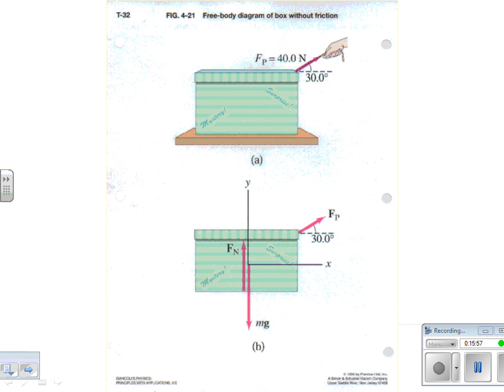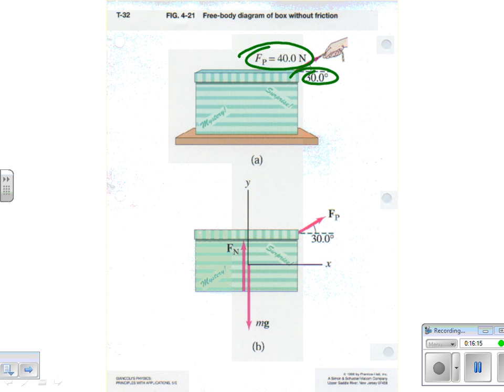Now here's the mystery surprise box again. Let's look at a couple things here. Mystery surprise box is sitting on a table, and I'm pulling on it at an angle. Ooh, vectors. Vectors, vectors, vectors. Take a look at what we can do here. I'm pulling at 40 newtons at 30 degrees. Please solve for the x and y components of that force. Please tell me how hard I'm pulling in the x direction, how hard I'm pulling in the y direction.